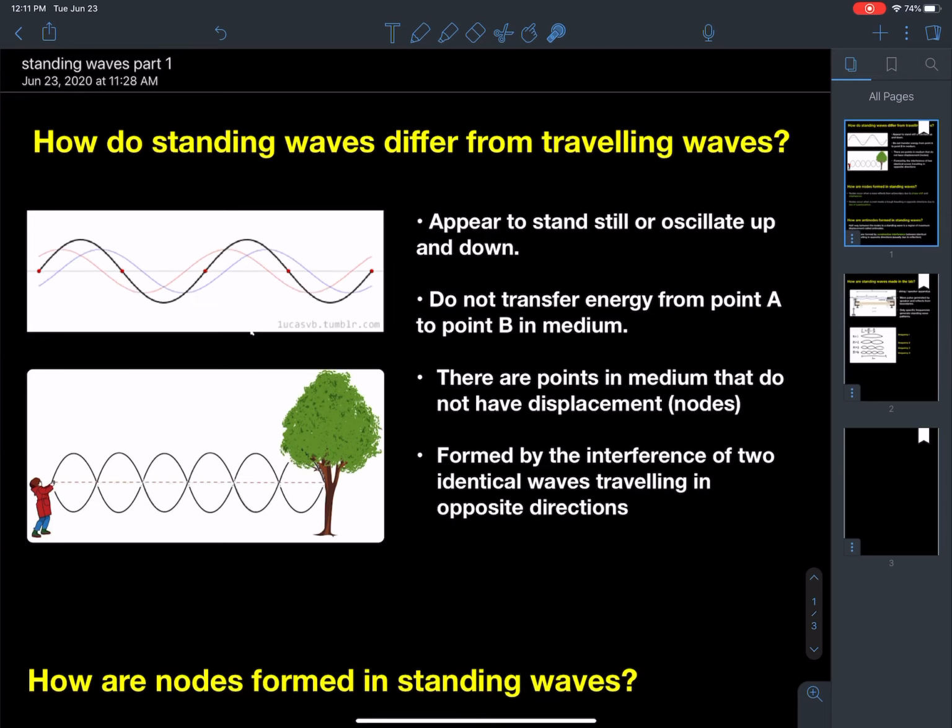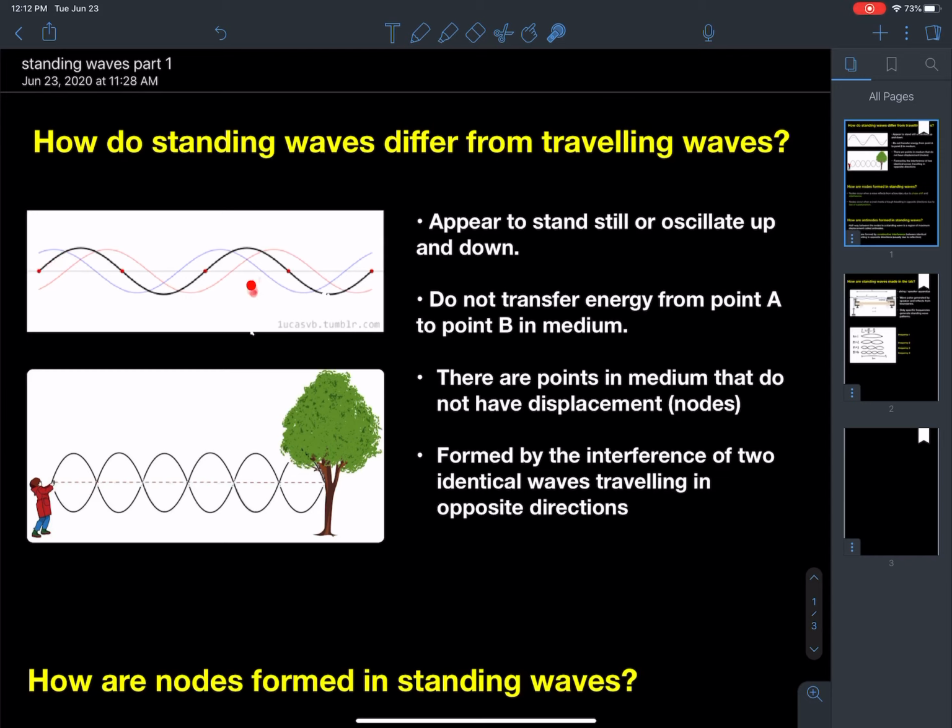Okay, so if I let it go, you see this wave going up and down, looking like it's not going anywhere. Okay, so standing waves are waves that appear to stand still. That's the name. And what's really important is that if I was standing at this point over here, I wouldn't be moved. I wouldn't be disturbed. So it appears that energy is not being transferred in a standing wave from point A to point B, which is interesting. So standing waves do not transfer energy from point A to point B.